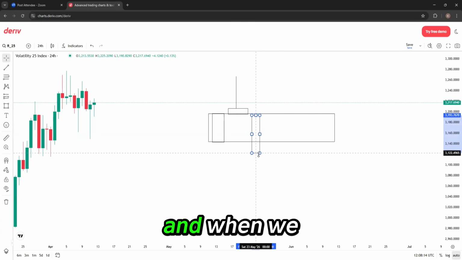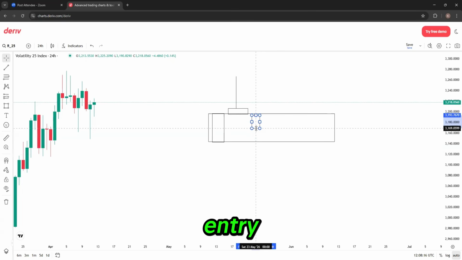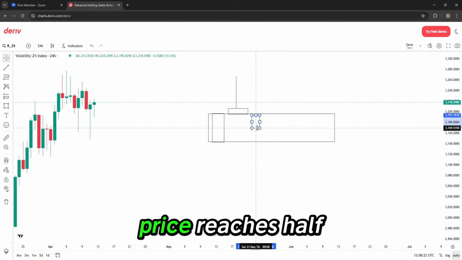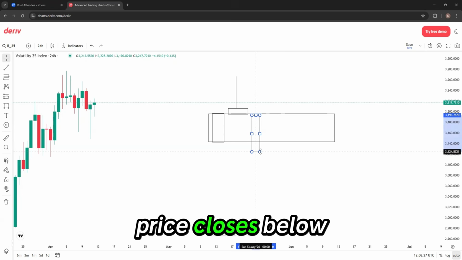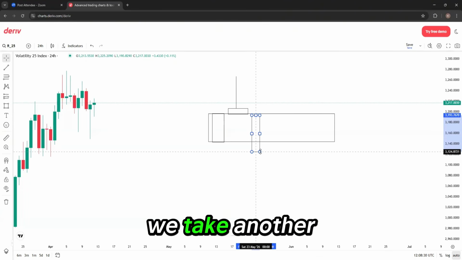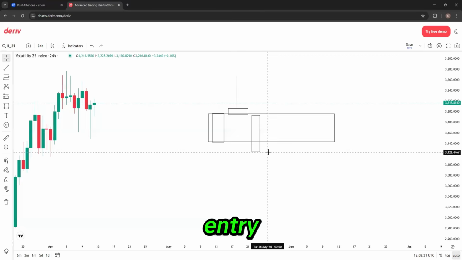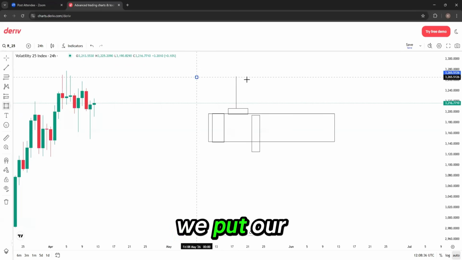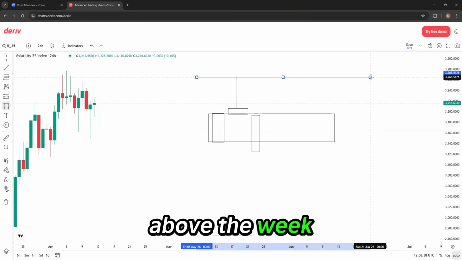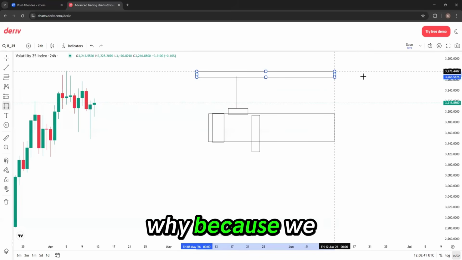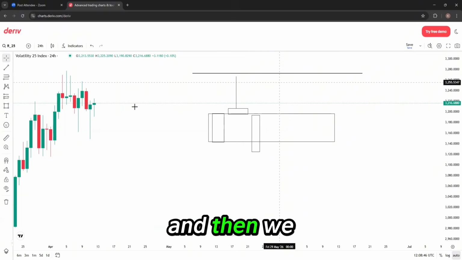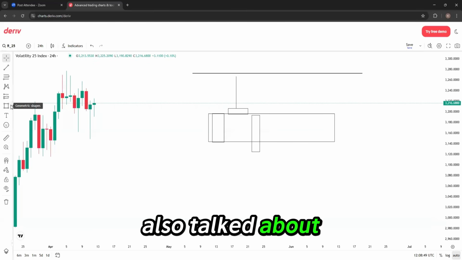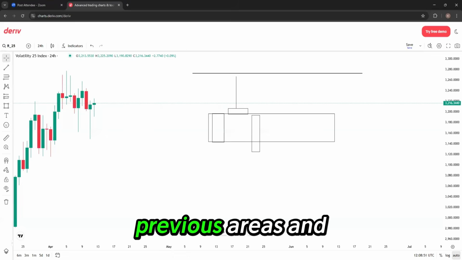Now, we expect our candle to come and close below our evening star. The first entry is an aggressive entry, whereby as soon as price reaches half of our push candle, we start taking entries, and as soon as price closes below our box or our zone, we take another entry, which is called a safe entry. We put our stop loss just above the wick of the high. Why? Because we don't expect price to come and break that high.